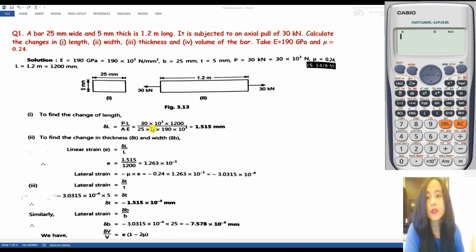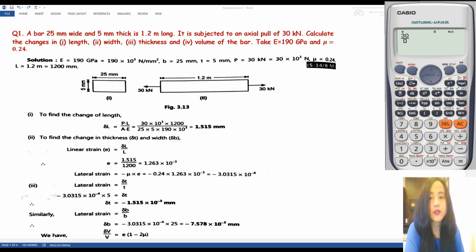1200 divided by, now area of this bar will be equal to its B into T. How much is B? B is 25 and T is 5 into E. E is given 190 GPa, which we have converted into Newton per mm square. So it will be 190 into 10 raised to power 3. So let's solve this in a calculator.